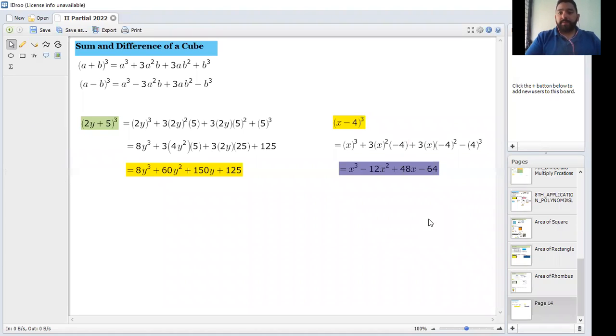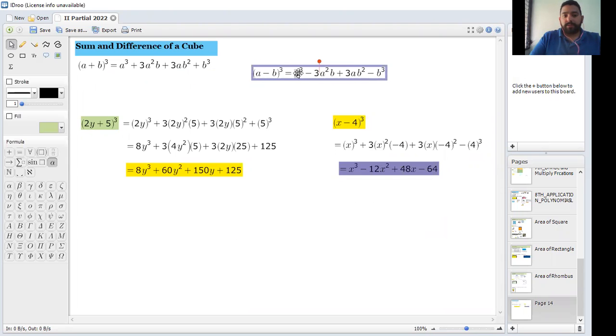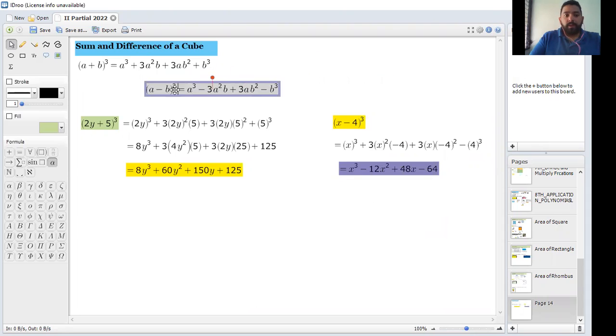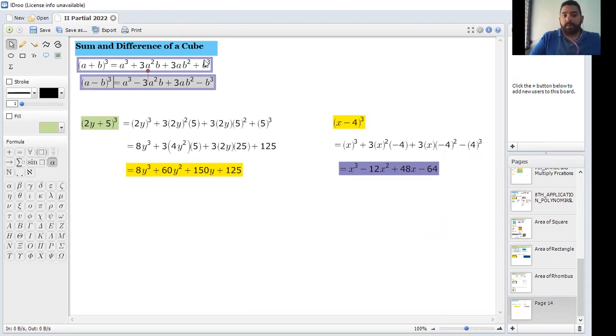Hi everyone, today I will explain how to apply the binomial cube, or the sum and difference of a cube. These two formulas, one is for addition and the other one is for subtraction. So what you have to do is apply the cube of a binomial, or this expression, when you try to solve a sum and a difference of a cube.